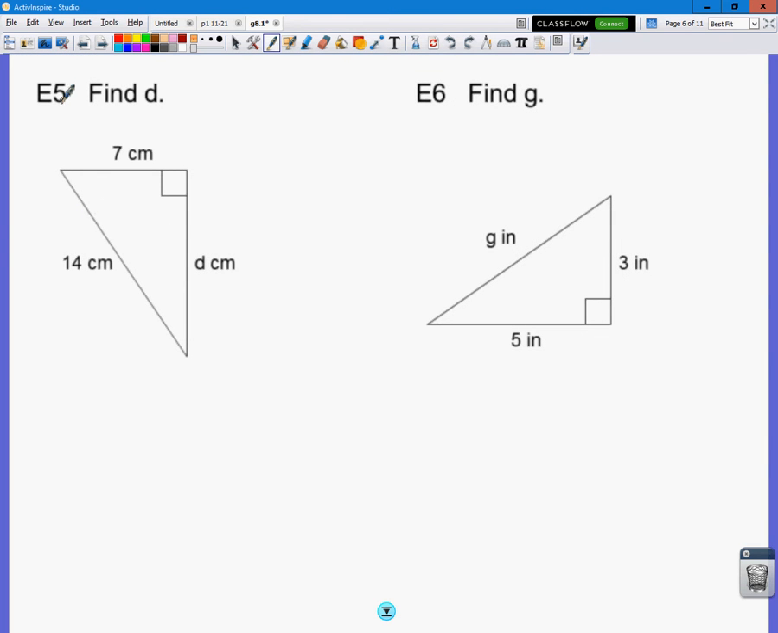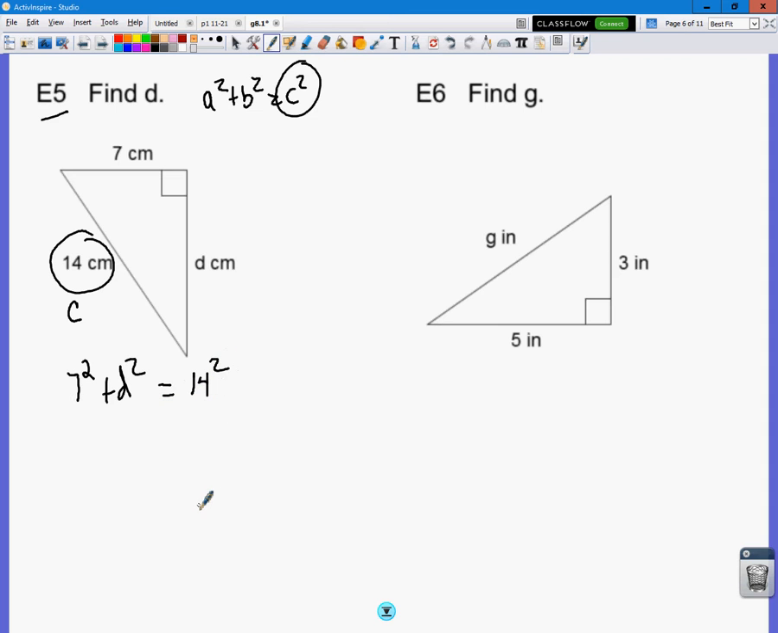So, in example 5, what do I want to identify first? I want to identify what the C side of the triangle is. 7, D, or 14? 14 is the C side. The other 2 don't matter. What do you mean they don't matter? 7 squared plus D squared wouldn't matter if I wrote D squared plus 7 squared. Should be equal to 14 squared.